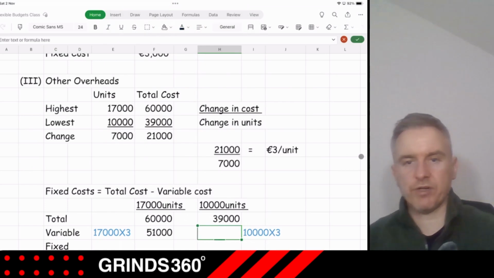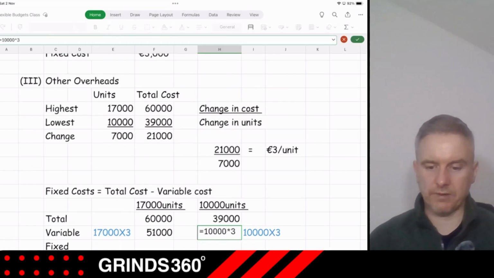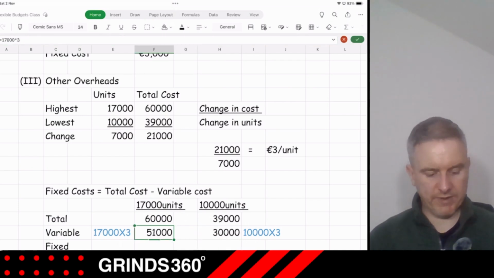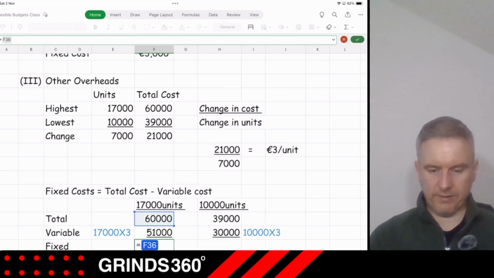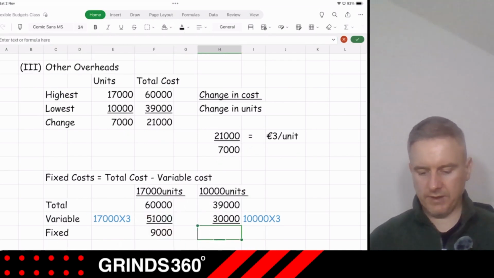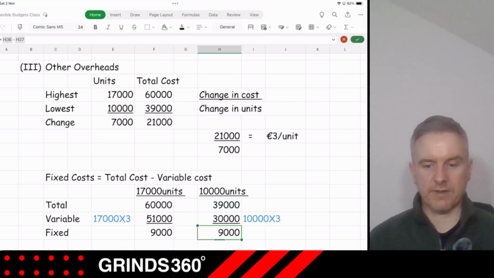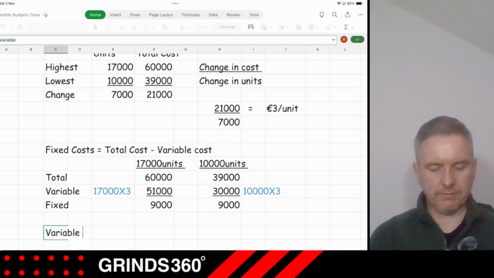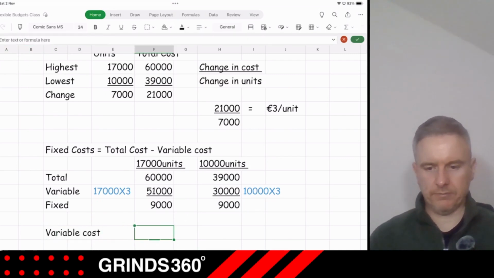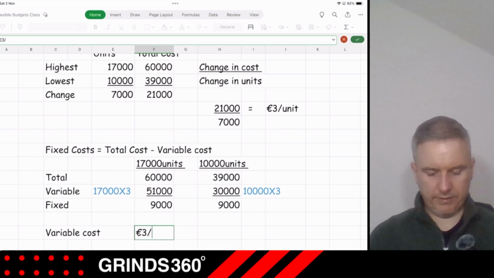Now obviously if you're under time pressure, you're not going to be putting in that little adjustment part there. But if you have the time and if you train yourself to do it, it's good to have it there, and then you're not going to make any mistakes later on. So now I want to work out what is the fixed element here. So 60,000 minus 51 is 9, and then my 39,000 minus 30,000 is 9 as well. So we know, perfect, we have it right. So variable cost, just my €3 per unit. So that's all I'm doing, just coming along, €3 per unit, and then fixed cost.